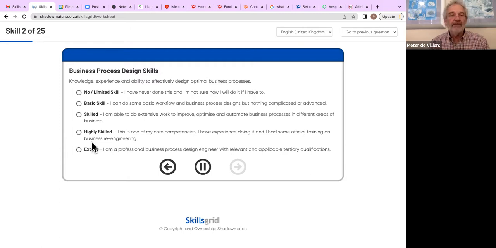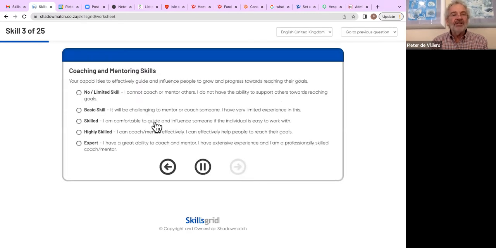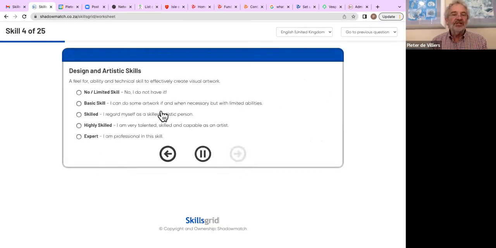I am a professional in doing this. Let's say this individual has got a basic skill in business design. Coaching and mentoring: your capability to effectively guide and influence people to grow and progress towards reaching their goals. Let's take a bit of a quick look at this. Limited skill, basic skill, I'm skilled, I'm highly skilled, I can coach and mentor effectively. I can effectively help people to reach their goals. Let's say this individual is there. So he's a good coach.